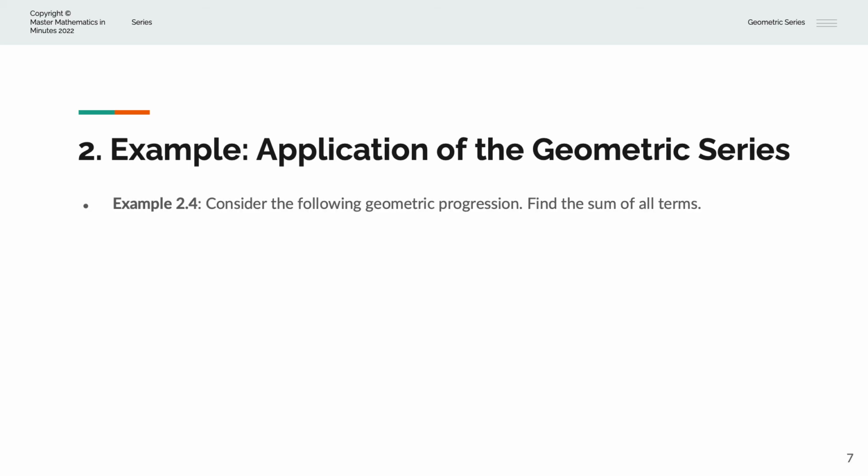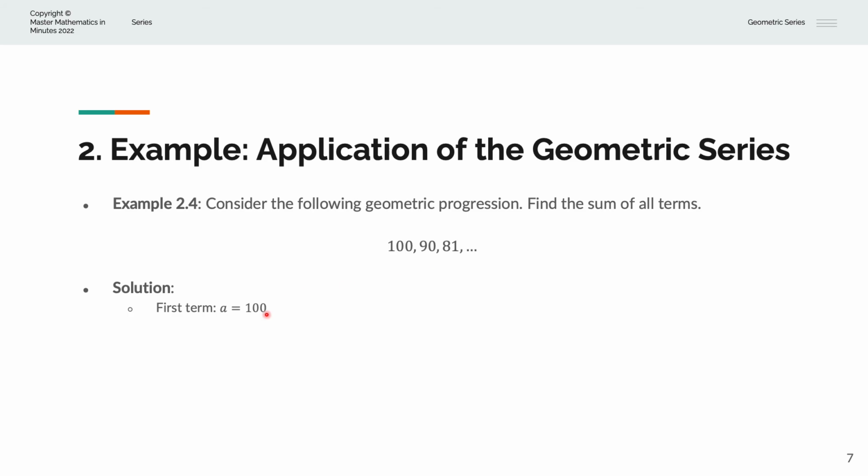In the fourth example, we're given the following geometric progression: 100, 90, 81, and so on. And we're asked to find the sum of all of these terms. Notice that this geometric progression is incomplete. We're not given all of the terms, but we're only given the first 3 terms. So this is an infinite number of terms.